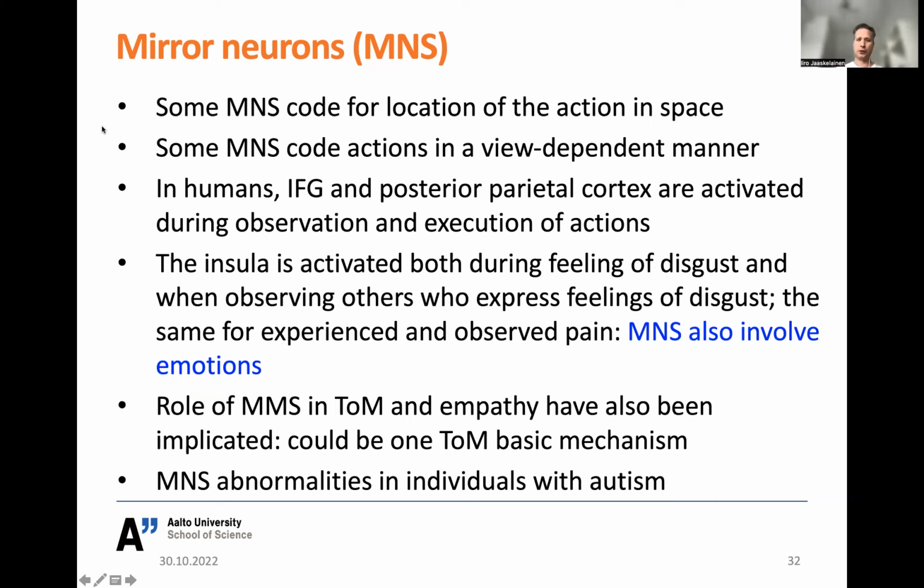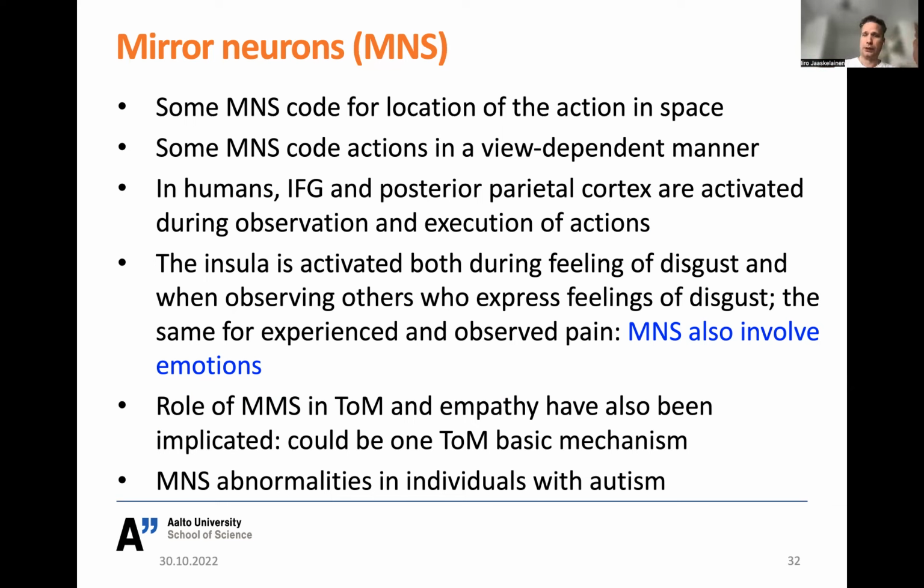Also, some mirror neurons code for location of the action in space. Some code actions in a view-dependent manner. In humans, inferior frontal gyrus and posterior parietal cortex are activated during observation and execution of actions. The insula is activated both during feeling of disgust and when observing others who express feelings of disgust, and the same for experienced and observed pain. And so it seems that the mirror neuron system also involves emotions, something which would be more challenging to study with animal models, because how do we know what the animal is actually feeling? Because we can't really ask the animal.